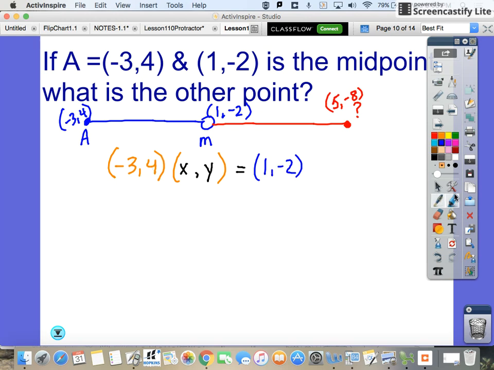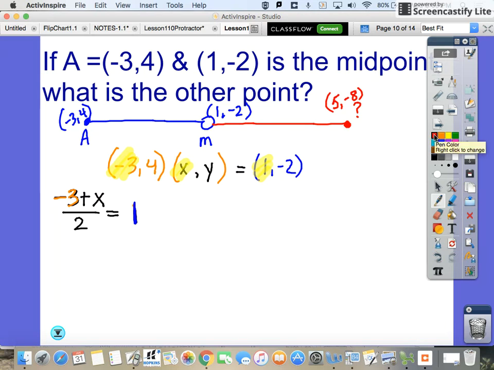The reason I'm setting this up this way is to help you figure out how to set up the formulas we're going to need. What you're going to do is take the first plus the first equals the first. What I mean by that is to find this x value, you need to go negative 3 plus x, always divided by 2, equals 1. Okay, so negative 3 plus x equals 1. And then we're going to solve.